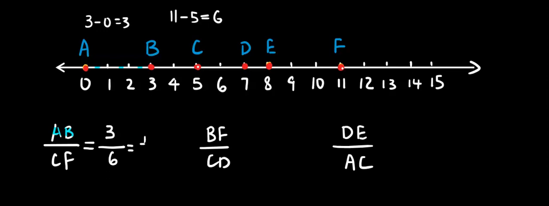We need to simplify. That's it. So the ratio of AB to CF is 1 to 2. All right, let's look at the next one.